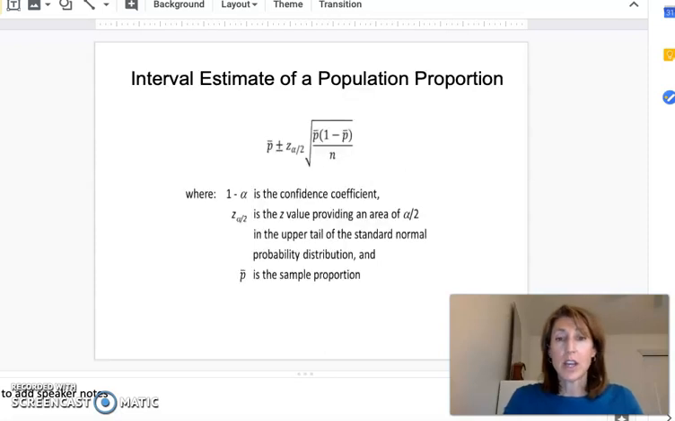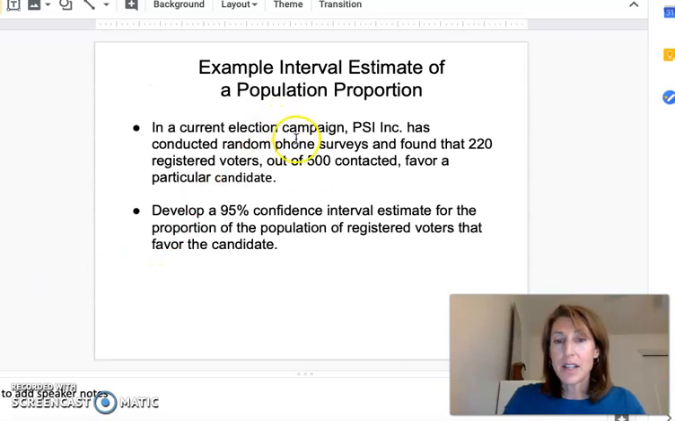Okay, a couple more things. We have a population proportion formula. If it's not an actual number, if it's a percentage, a proportion, p-bar, the formula is similar: z-score alpha divided by 2, but this is our standard error of the proportion, which we learned in a prior chapter: the square root of p times 1 minus p over n. Let's do an example. Let's say that there's an election campaign and PSI Inc. has conducted random phone surveys and found that 220 registered voters out of 500 contacted favor a candidate. So we could set up a p-bar proportion, 220 over 500, and we'd want to develop it at the 95% confidence level. So what do we do?